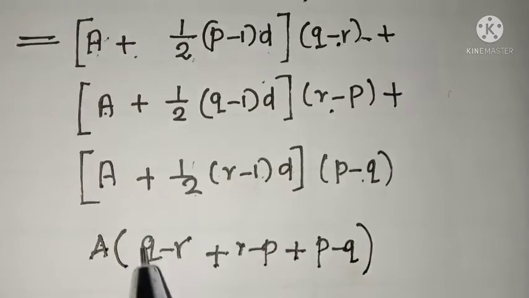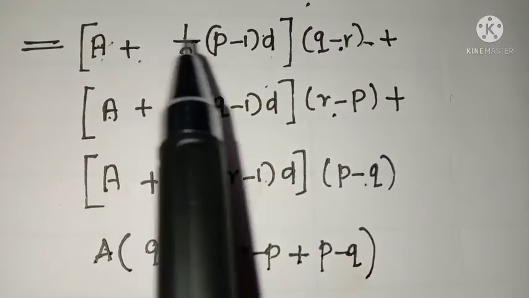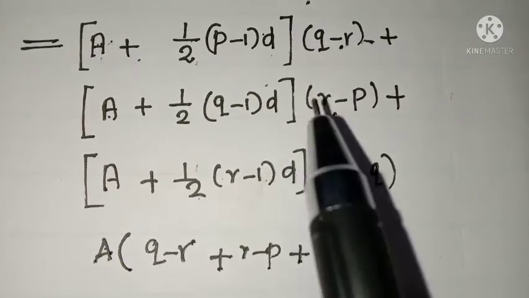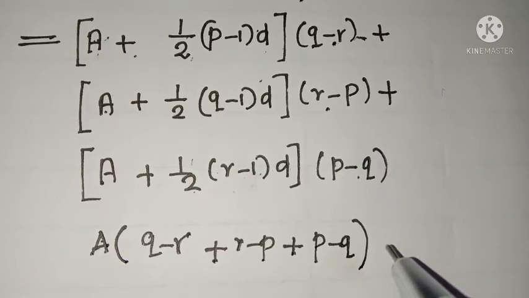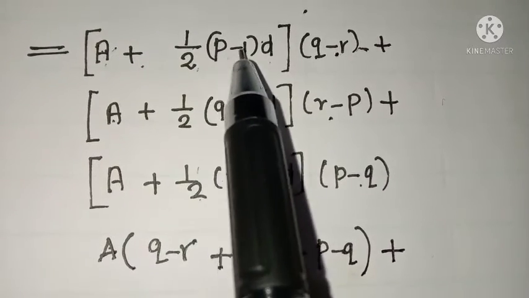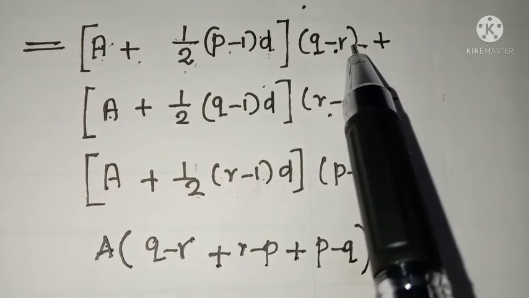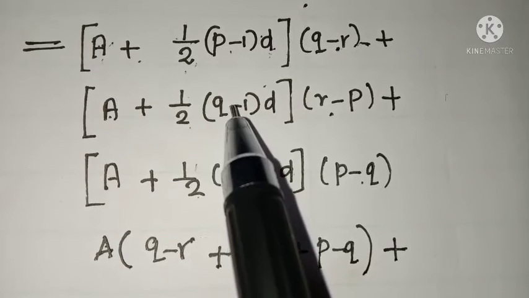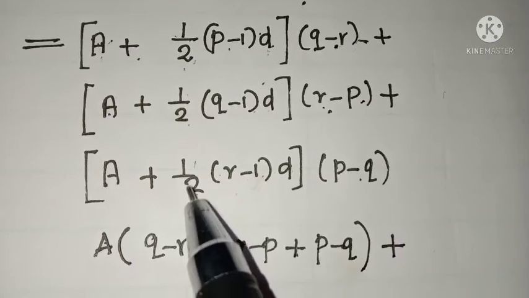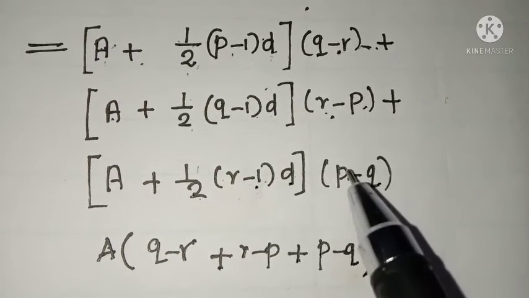Okay. If you have any confusion, you can separate all these things, so you will get a huge expression, a big expression. To avoid that expression, I simplified it into this form. Now we have to multiply this half into p minus 1 into d with the q minus r. Similarly, half into q minus 1 d with the r minus p, half into r minus 1 into d with the p minus q, and sum all the three terms.